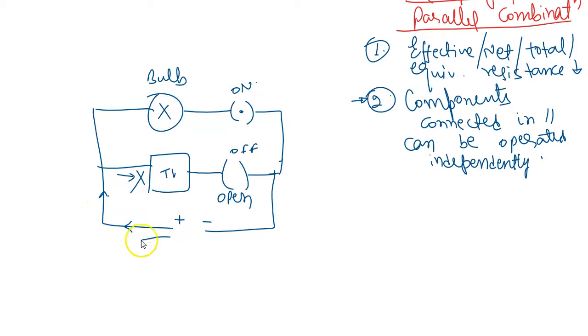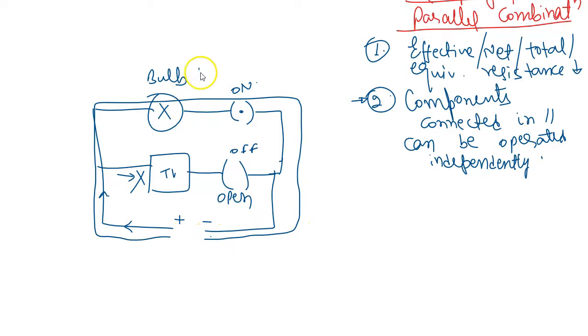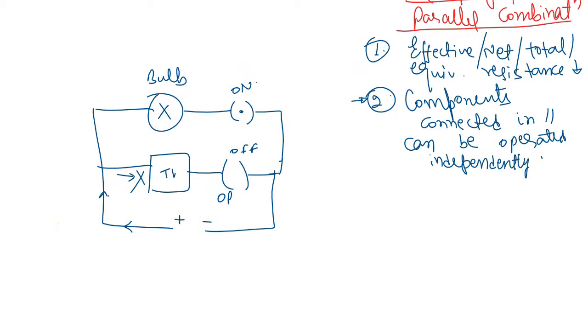That's the reason the current coming out from the battery will follow this path and only the bulb can be operated, right? Similarly, if I turn the bulb off and the TV on, now the current will follow this path to complete the circuit, to pass through a closed path. In this way, only the TV can be operated and the bulb cannot.